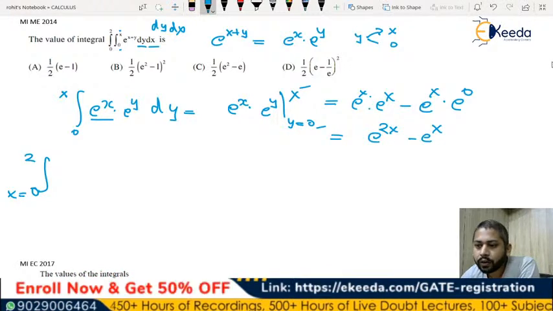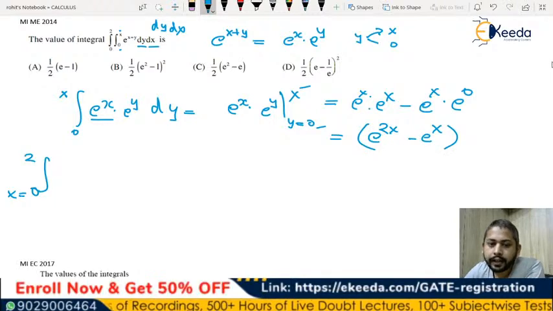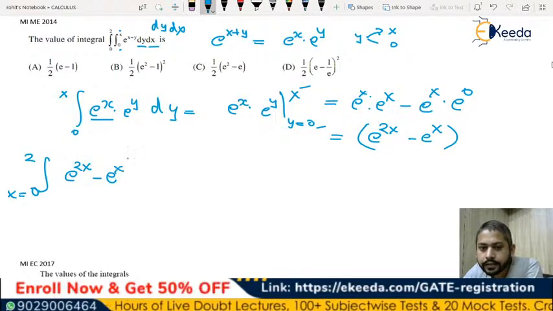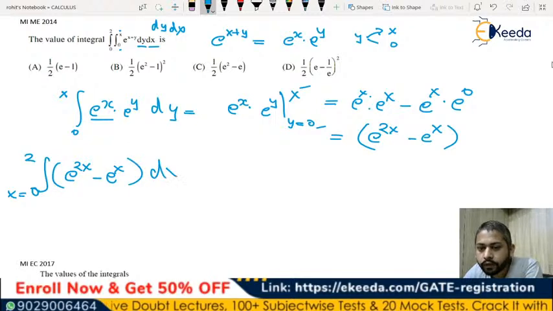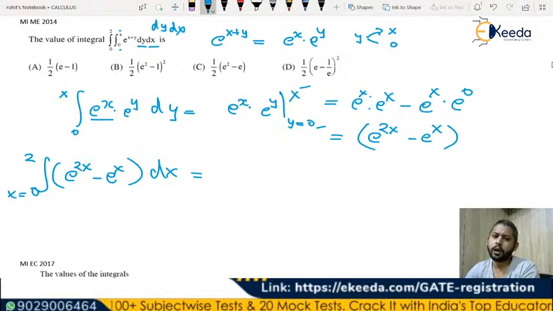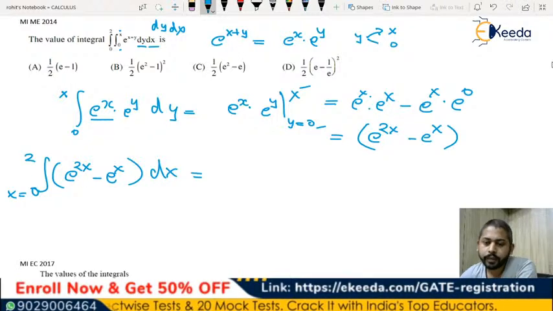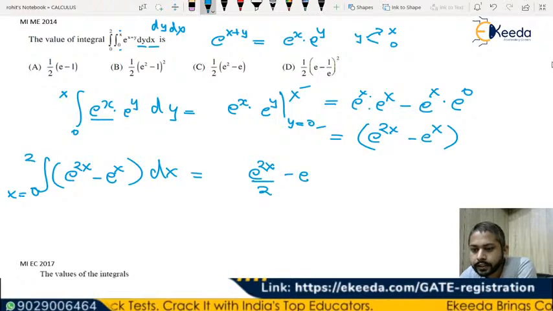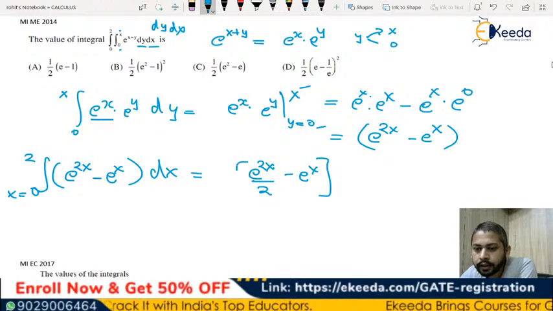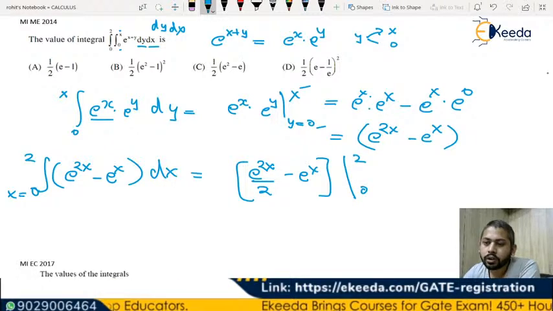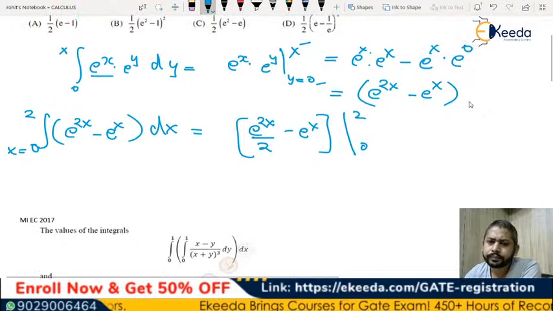What is the integrand now? The integrand is e to the power of 2x minus e to the power of x, integrated in terms of x. So let's integrate this one, and now you can easily do it, right? e to the power of 2x will be e to the power of 2x by 2, minus e to the power of x, simple. The limits are 0 to 2. So just put the values, that's it.